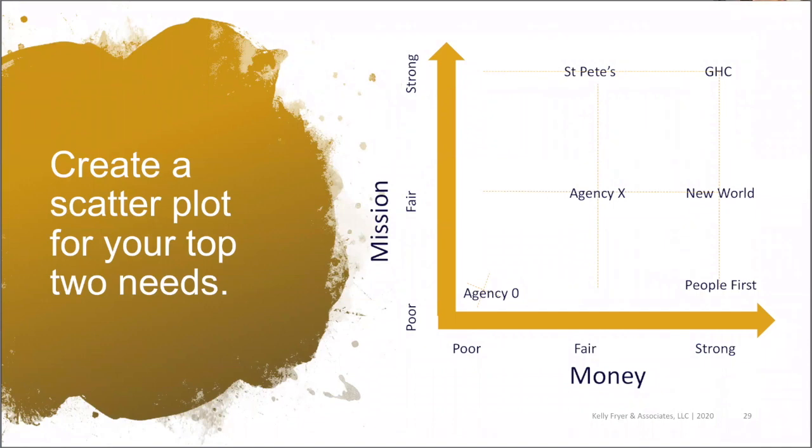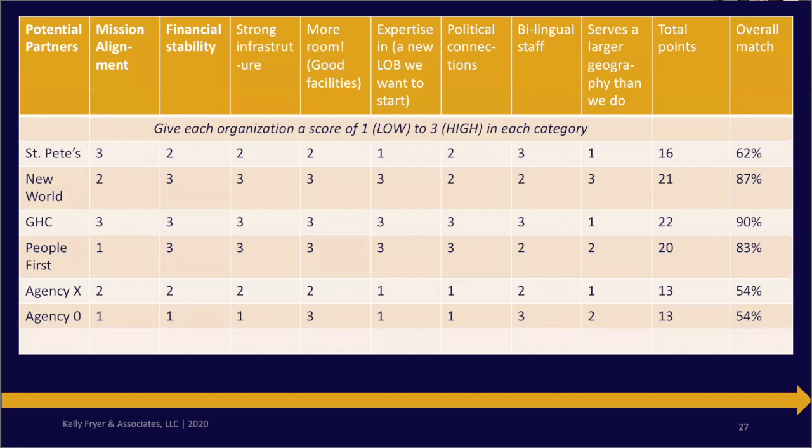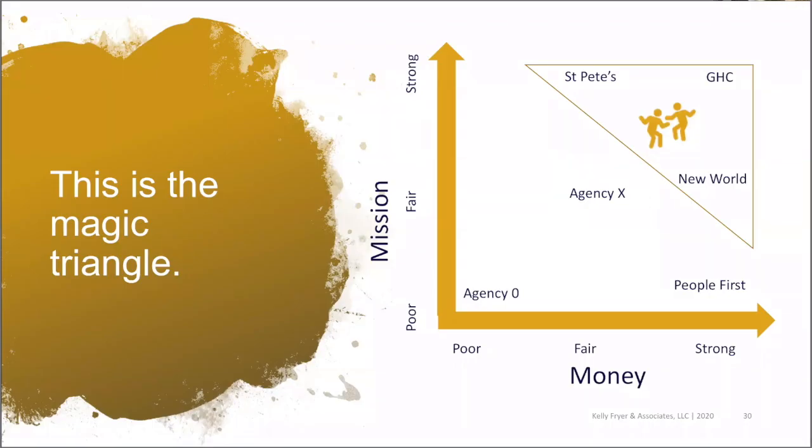So you're going to use that chart where you've scored your potential partners, and you're going to plot them on the scatter plot based on, first of all, those 2 most important things. Now, this is the magic triangle. Those organizations that score anywhere in that triangle, you can see strong and strong, mission and money, strong and strong, you're going to want to look especially hard at those organizations. And in this sample case, there were 3: St. Pete's, GHC, and New World.